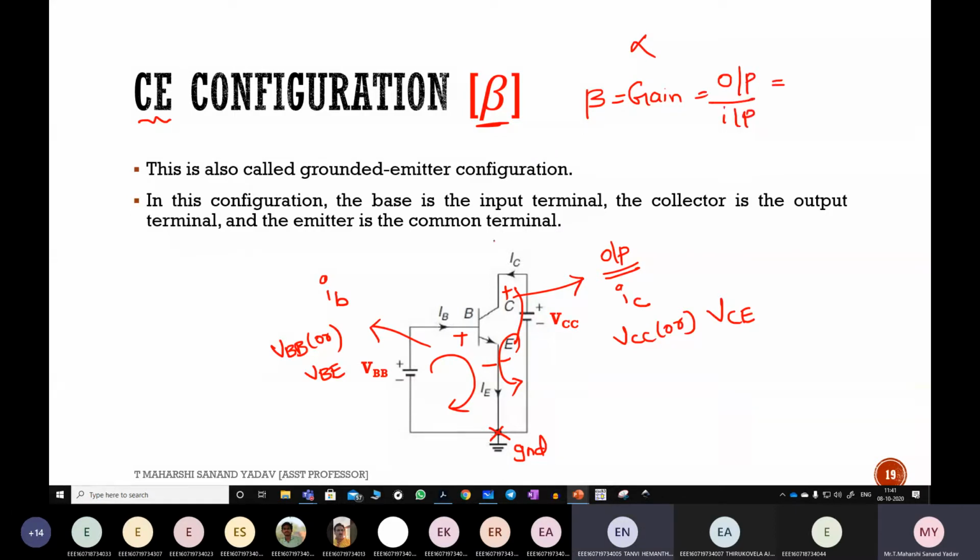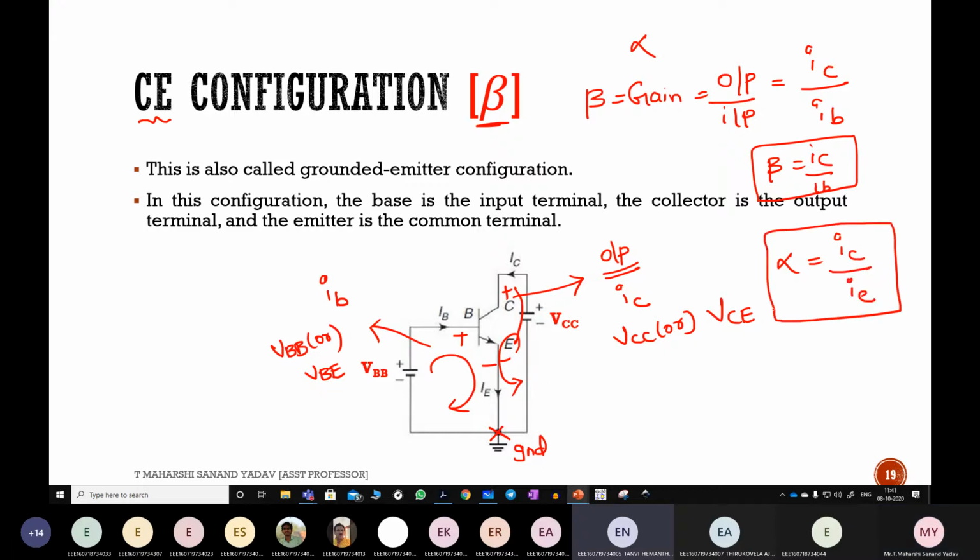What is the output current in this diagram? IC. Input current? IB. That's why beta is called IC by IB. Next, alpha is nothing but IC by IE. So IE is for common base, and IB is for common emitter. If it is common emitter, there should not be any current because of the emitter. If it is common base, there is no term of IB. So please make a note of alpha and beta. These notations are very important.